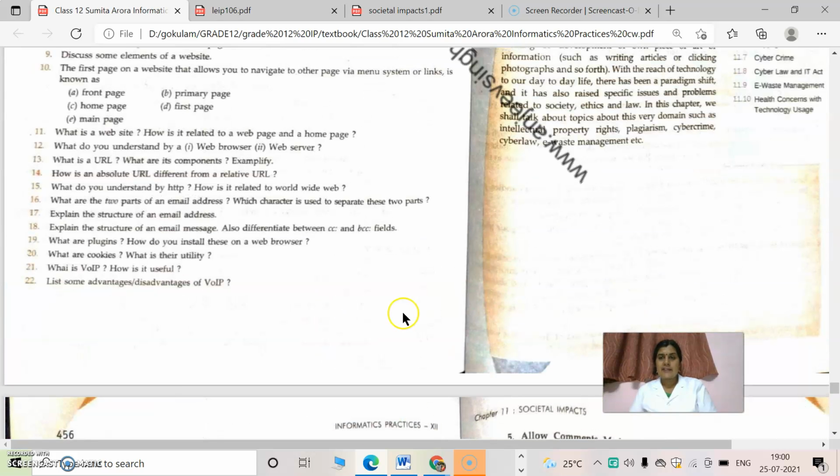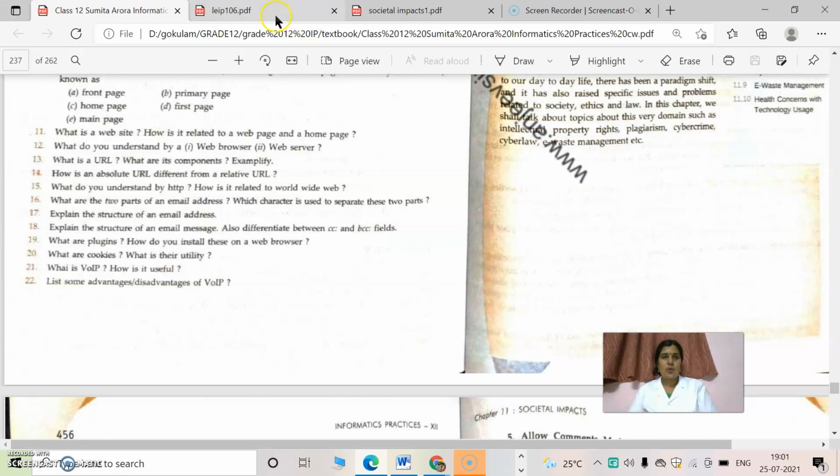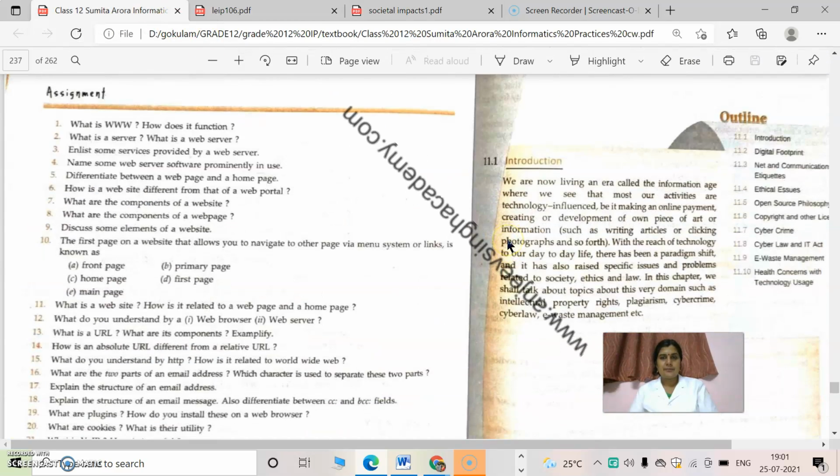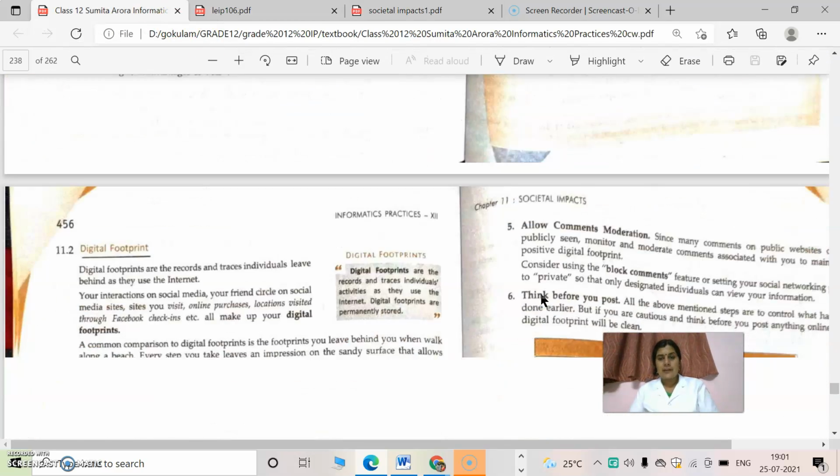So the first topic is digital footprint. In this chapter we are dealing only with concepts of the internet, not any programming language or programs, or concepts like networking. We are covering internet issues, internet laws, rights, plagiarism, cybercrime, cyber law, e-waste management and so on. For this we can refer to Sumita Arora's textbook.